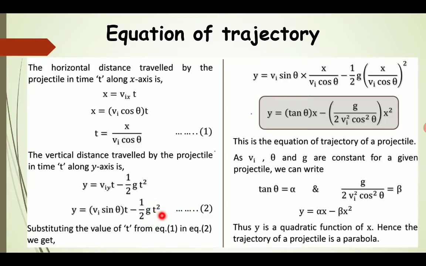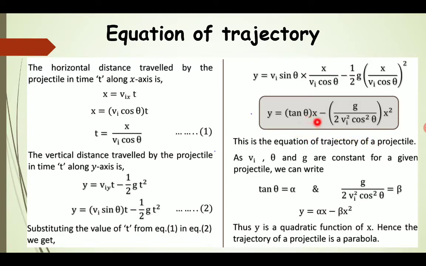Now let us substitute the value of t from the first equation into the second equation, and we get a relation for the vertical distance traveled by the projectile. After substituting, we get y equals tangent of theta into the horizontal distance x, minus g, the acceleration due to gravity, divided by 2 Vi square cos square theta, times x square. This equation represents the equation of trajectory of a given projectile.